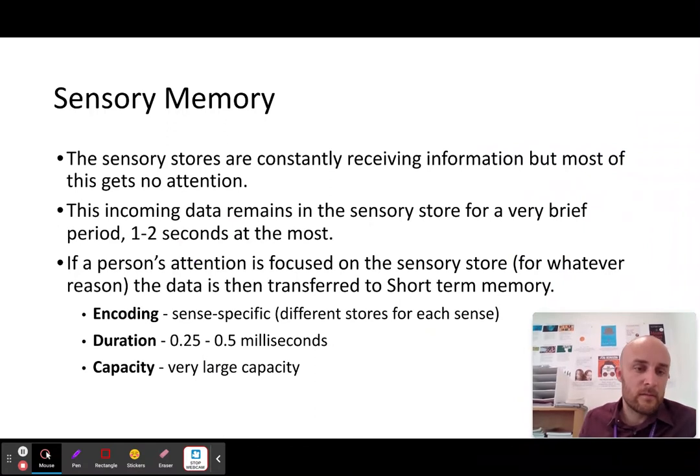And here we go. A lot of information here. The sensory stores are constantly receiving information, but most of this gets no attention. The incoming data remains in your sensory store for 2 seconds at most. Now, that's the duration, and you need to make a note of that. The duration of sensory memory is 2 seconds. The capacity is incredibly large.